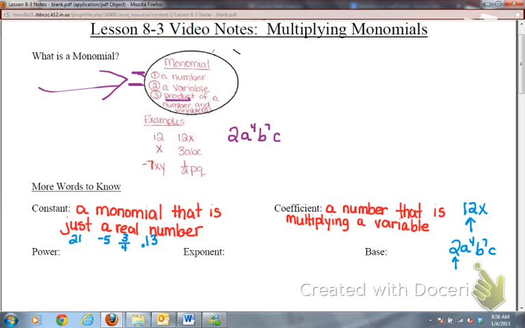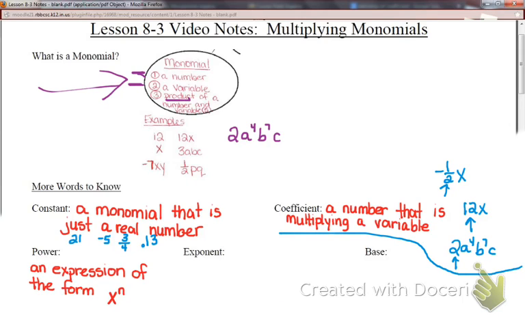A lot of times we just say that a coefficient is the number in front of the variable. And remember, if you don't see a number in front of a variable, like if you just have a plain old x, there's an invisible 1 in front of it. So a coefficient could also be the number 1. A coefficient could also be a fraction. If I have the expression -1/2 x, -1/2 is the coefficient because it's a number that is multiplying a variable x.